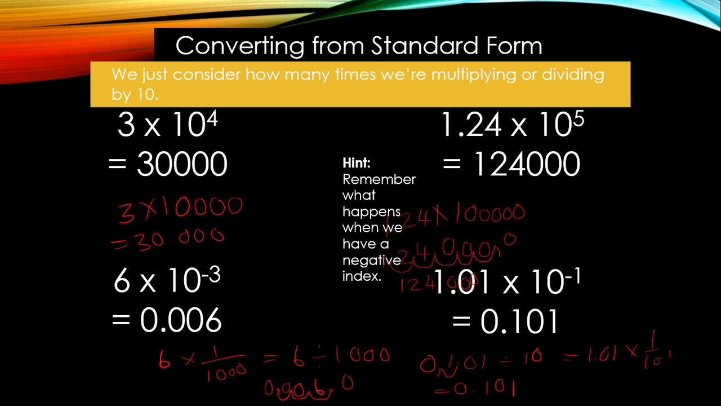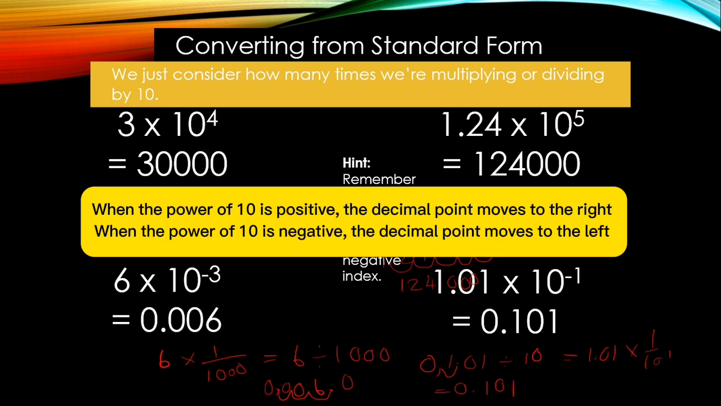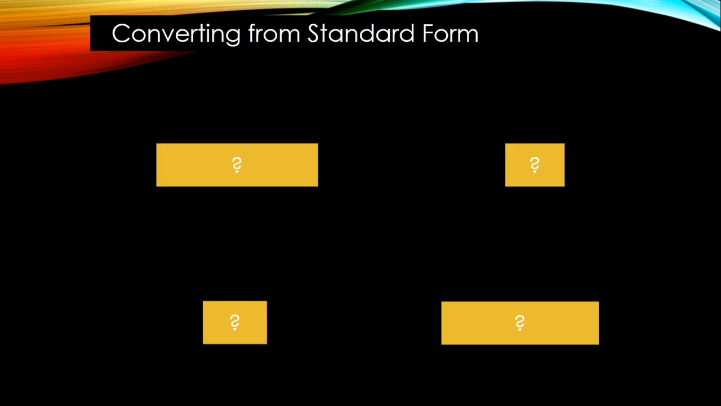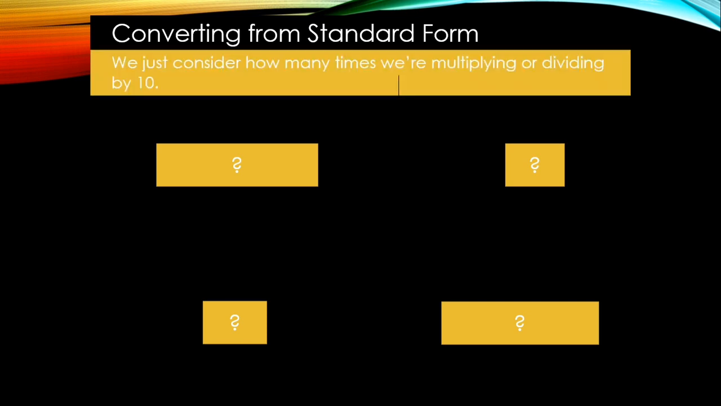You can see here that when we have a positive index, we move the number of places to the right. If the index is positive, or the power of 10 is positive, we move going to the right. But if the power of 10 is negative, we move the number of places to the left. Right. Now we want to look at some problems converting from standard form to ordinary form.